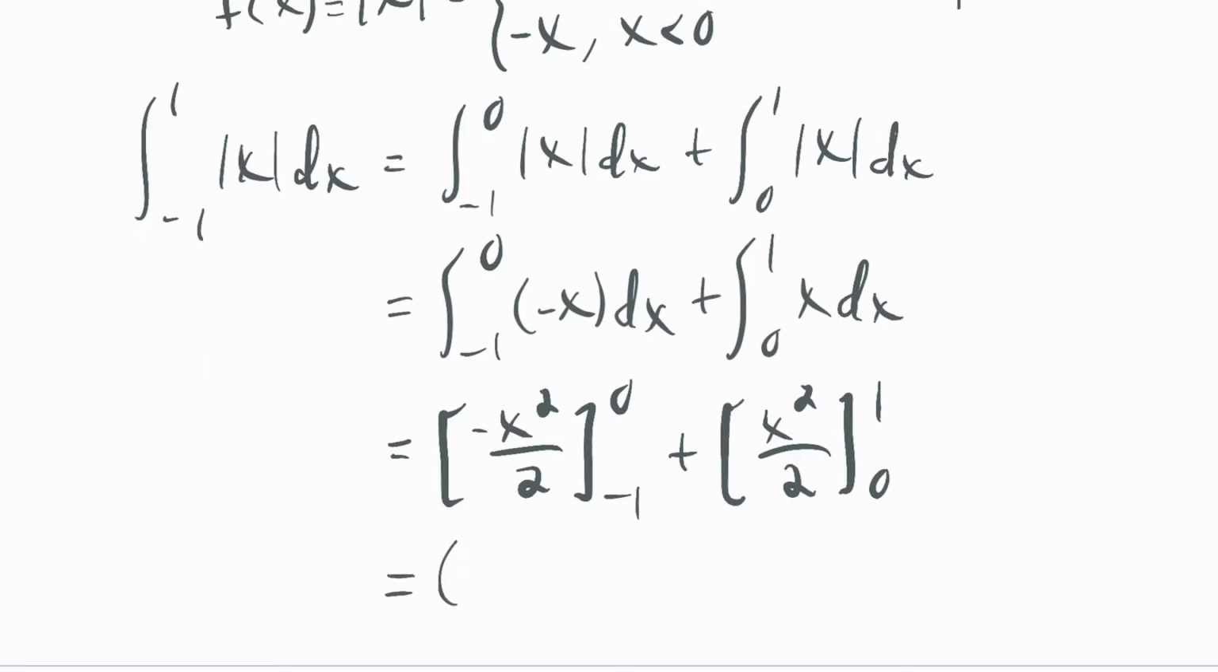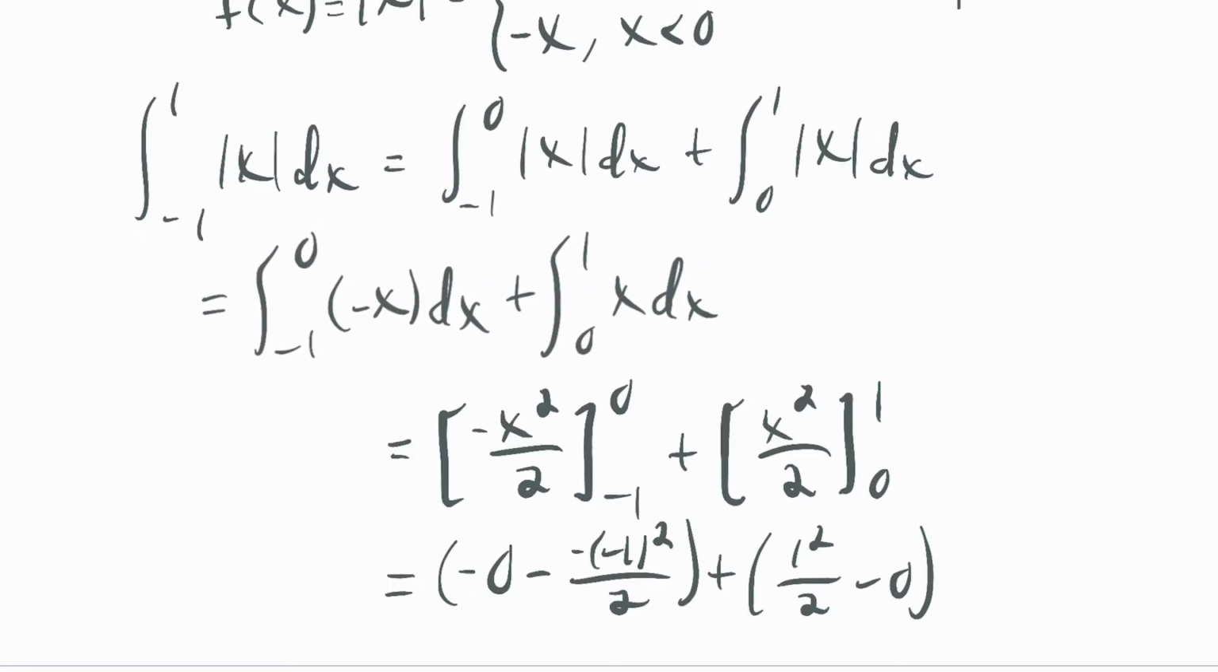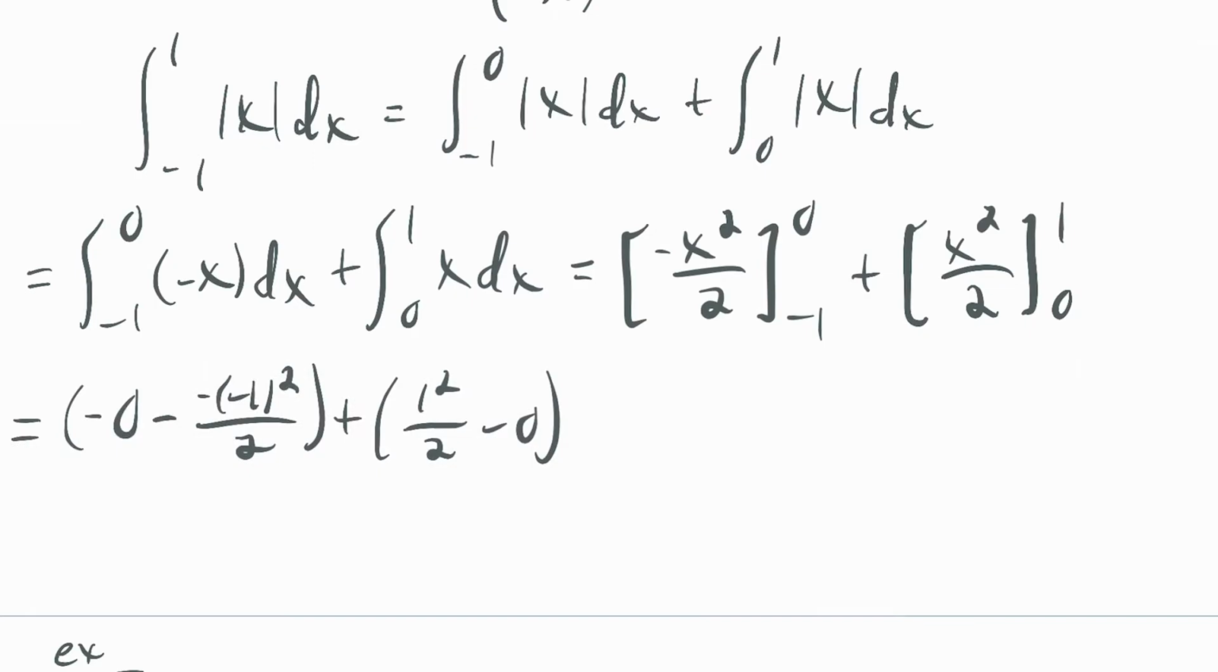So this will be -0 minus -1 squared over 2, right? It's a double negative there. Plus 1 squared over 2 minus 0. I am running out of room, so let's reorganize a little bit. Okay, there we go. Now we have plenty of room.